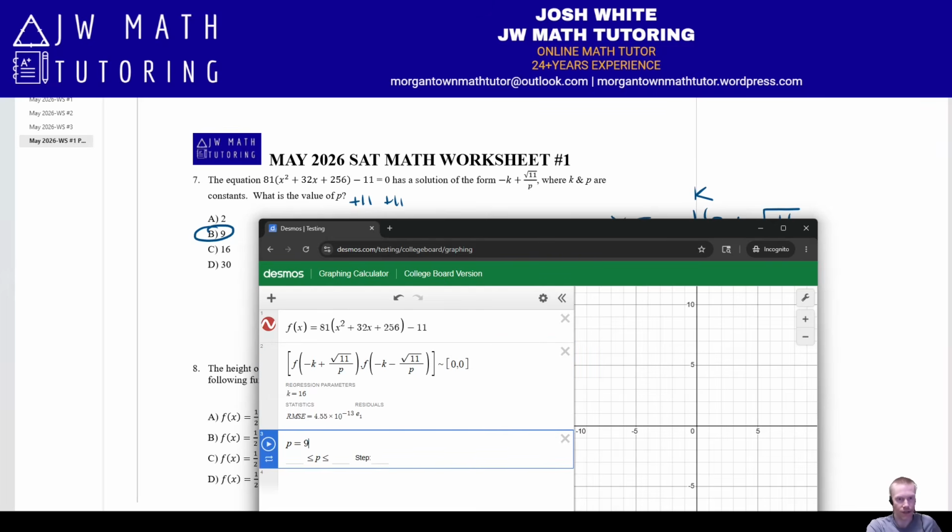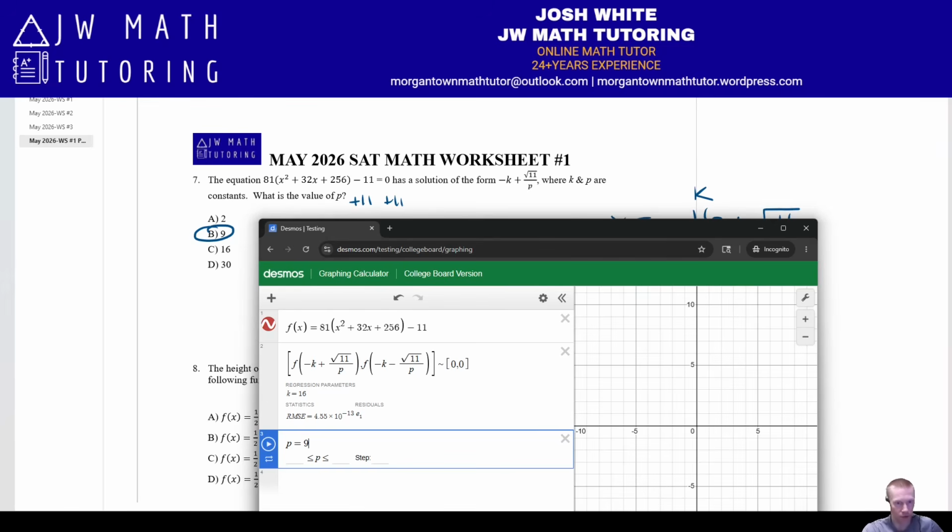Let's try 9. Notice now the RMSE is 4.55 times 10 to the negative 13th. Not technically 0, but it's an extremely ridiculously small value. And if you check the others, you'll see they're nowhere equal to 0. Okay? And that just tells you that they're incorrect. So this is one of the workarounds if you want to solve this in Desmos.